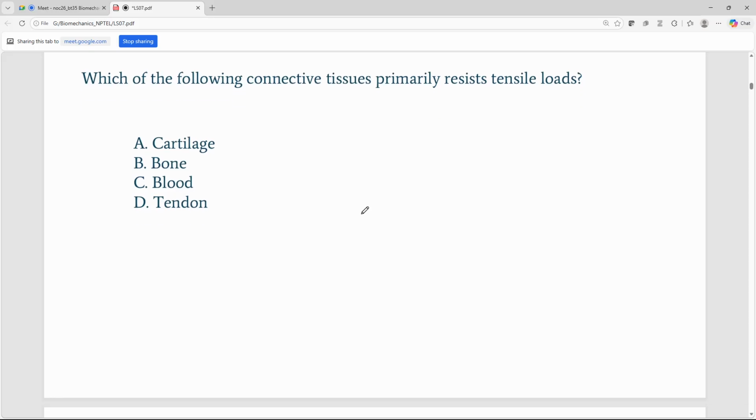Next question: Which of the following connective tissues primarily resist tensile loads? We can rephrase the question like: which of the following connective tissues primarily bears the tensile load?